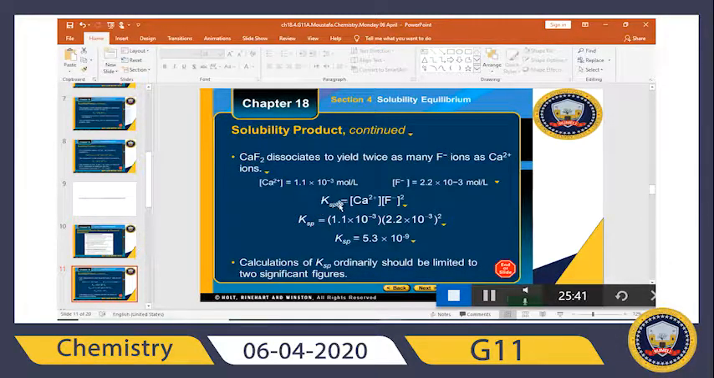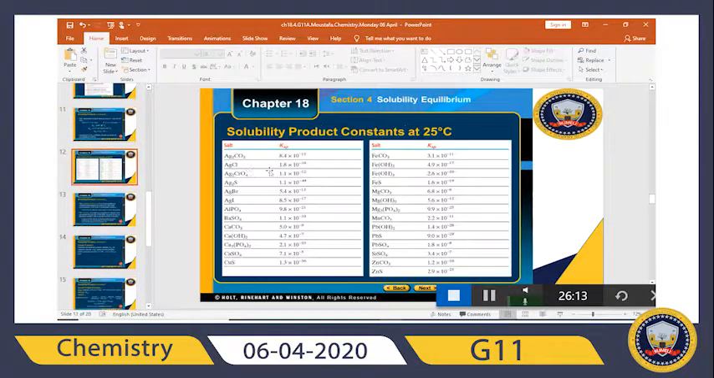Then you can add the values to the solubility product expression. Okay? And this is mathematics. So the final value of Ksp will be like this. You can use the calculator. Calculation of Ksp ordinarily should be limited to 2 significant figures, so you have to write it to 2 significant figures. Okay, this is the first example. If the examiner gives you an equation like this, they can supply you with the significant figures.